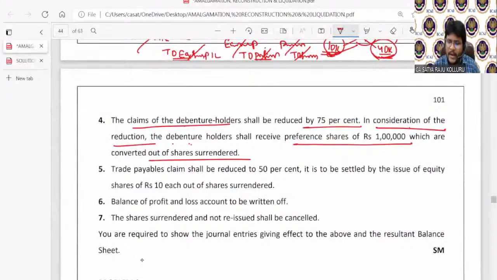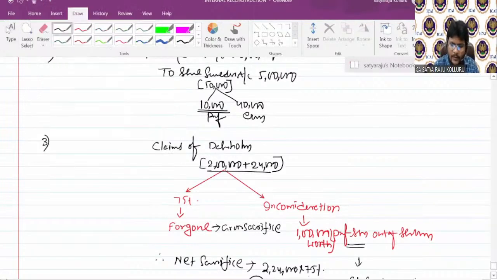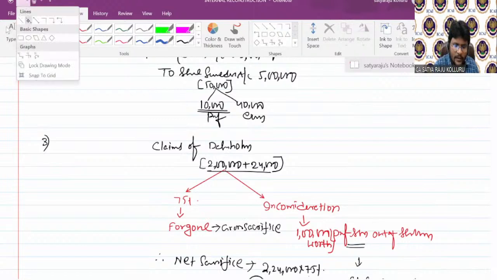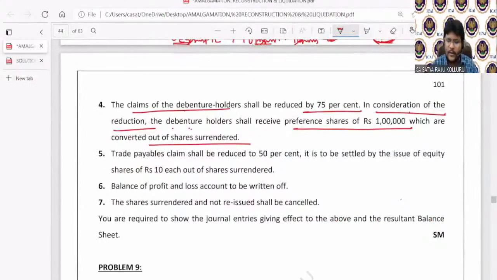Sir, what about the remaining 25%? If nothing is given, what about the remaining 25%, sir? The remaining 25% is still carried forward in the balance sheet. That is still carried forward as a liability. So the remaining 25% still continues as a liability. Okay. Next, coming to point number 5.